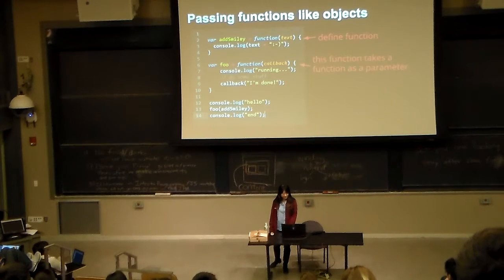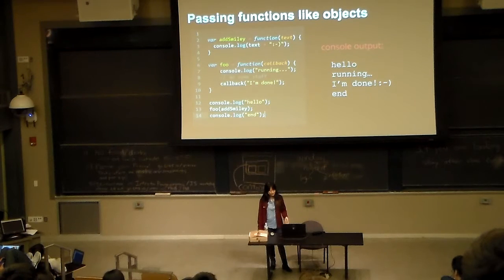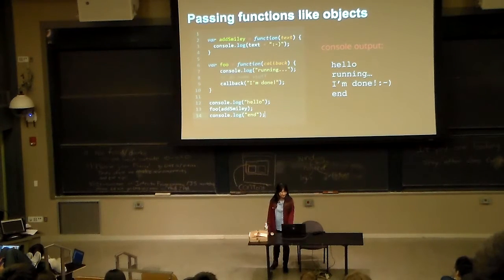So first you define the function, you take the function as a parameter, you call it, and this is the end output. First you print hello, then you print running because foo on line 7 prints running first, and then it calls addSmiley on line 9, which prints I'm done and adds a smiley to it, and then you get to the end.